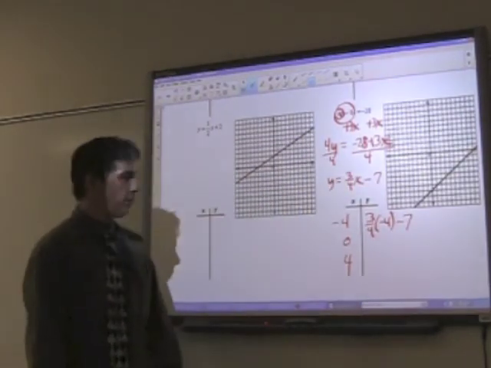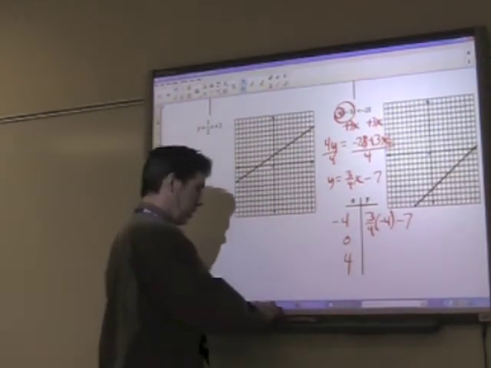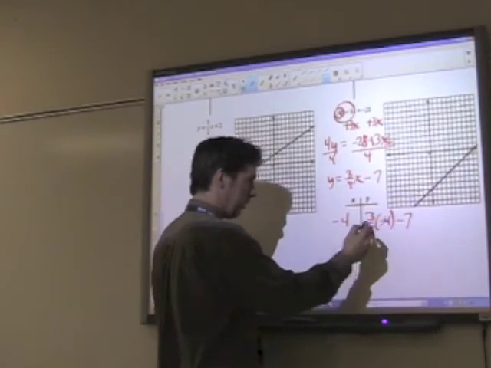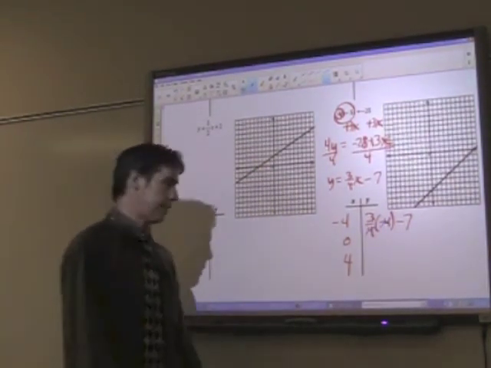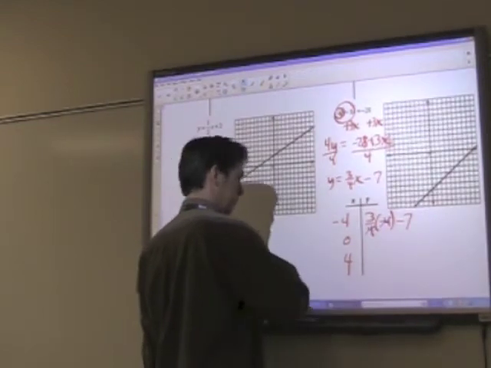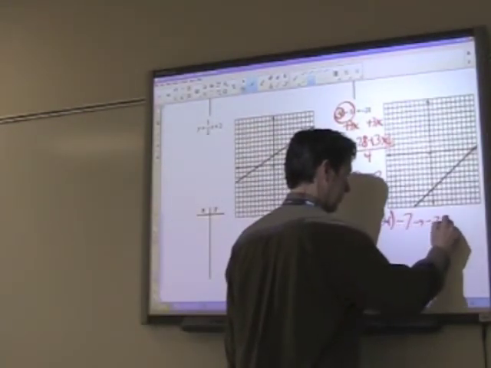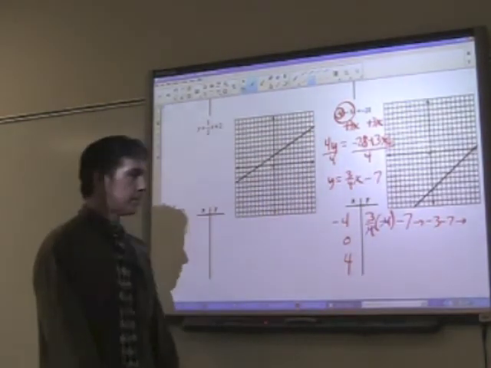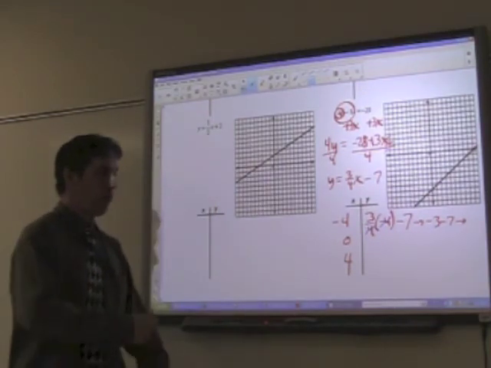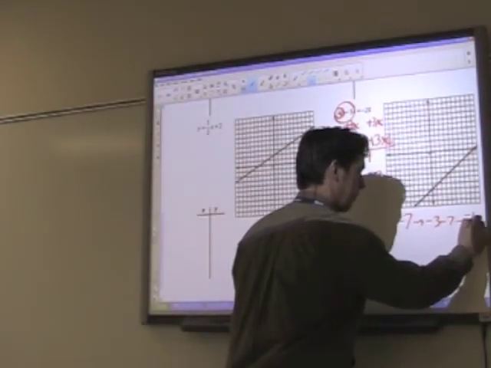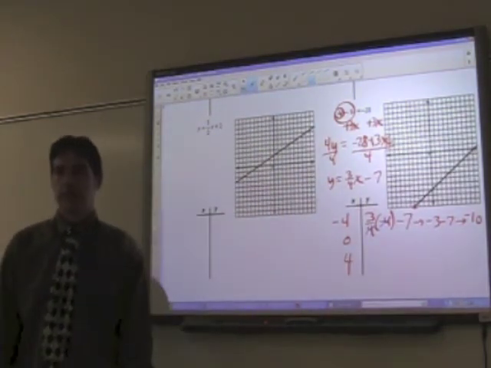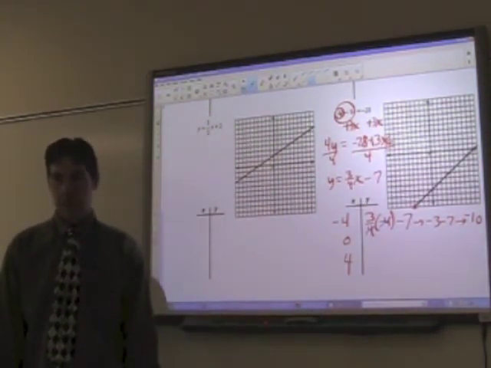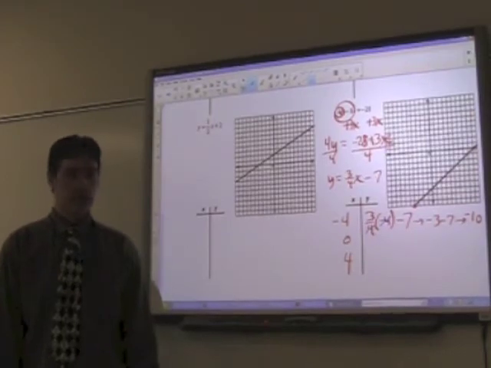I throw in my -4, and as you guys just said, because I'm multiplying and dividing by 4, those things cancel, but it leaves the negative. So I actually have a -3. And -3 and -7 give you a -10. And there is my -4, -10 point. So far, so good? Okay, that works.